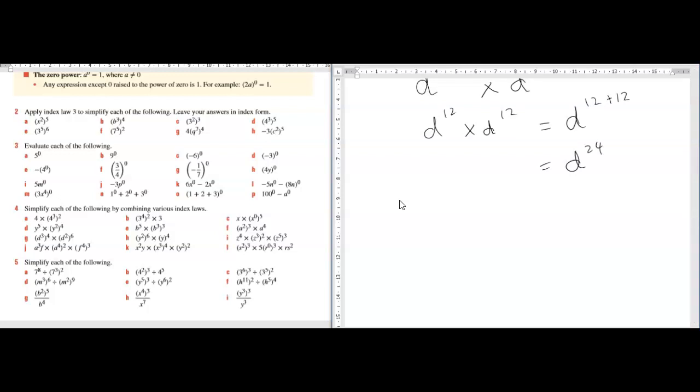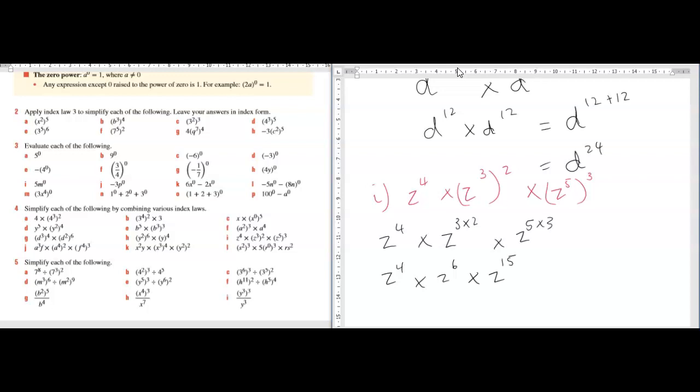So I'm going to do maybe I. So we've got z to the power of 4 times z to the power of 3 all squared times z to the power of 5 to the power of 3. Okay. So z to the power of 4 can just stay like that because we're not changing it. Now, we've got a bracket here, so we've got a power to a power, so it's going to be z to the power of 3 times 2. And then we've got another bracket, so it's going to be z to the power of 5 times 3. So we've got z to the power of 4, z to the power of 6, and then z to the power of 15.